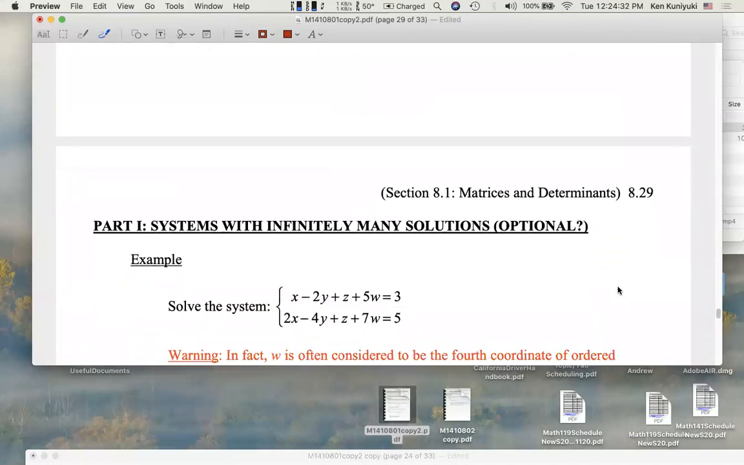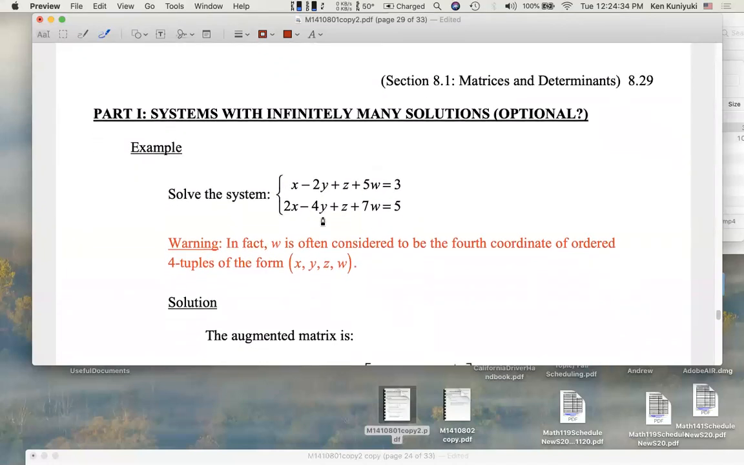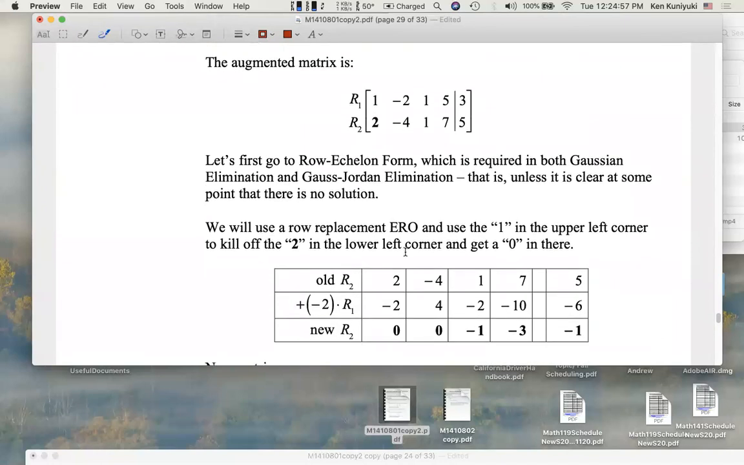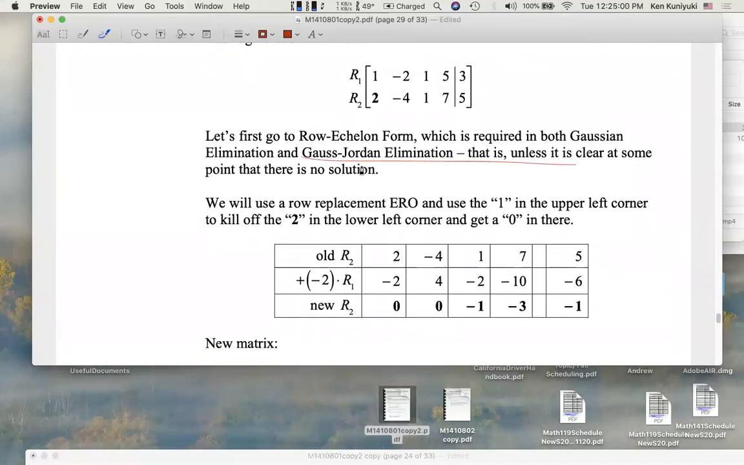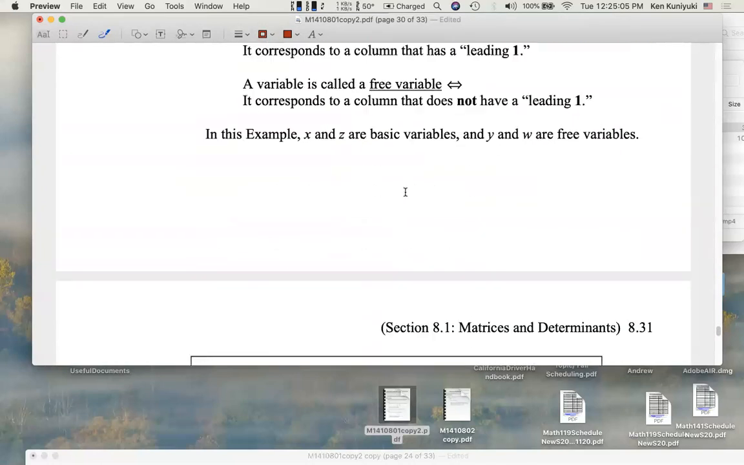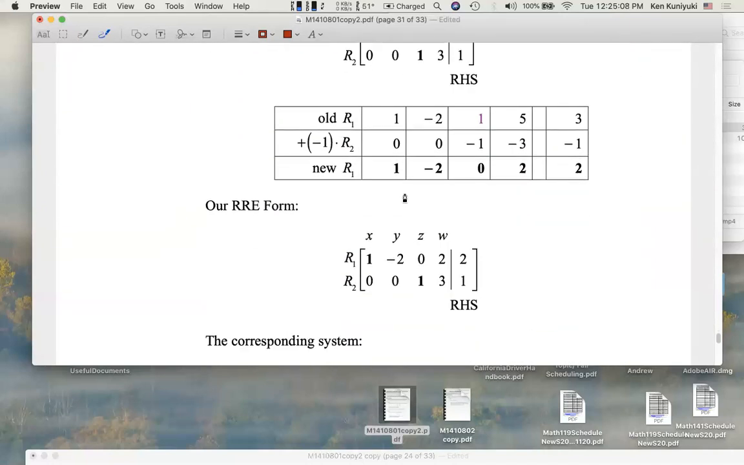I won't talk so much about part I. So here's an example where you end up with a solution set with infinitely many solutions. You might see this kind of thing in Math 254, linear algebra. And if it does have any solutions, it'll be of this form, x, y, z, w. And it turns out that, again, for this system, it helps to put it in RRE form, meaning use Gauss-Jordan elimination. So then we go all the way down to this RRE form.